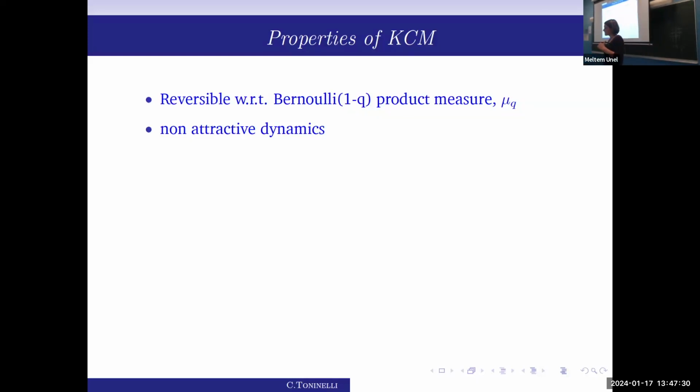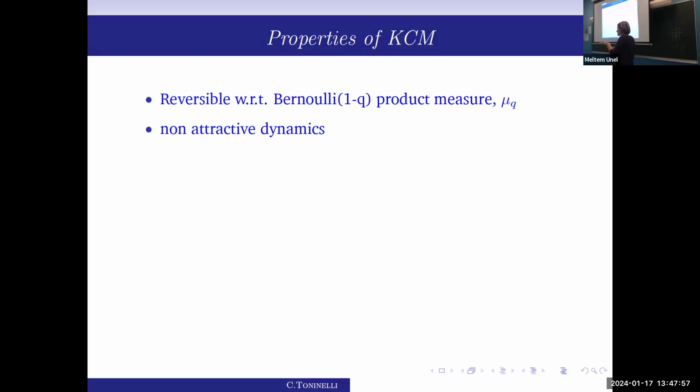A stochastic dynamics is attractive when, for this type of dynamics in which configurations are of the form 0, 1, it's possible to define a partial order among configurations, where the order is a pointwise order. So a configuration is bigger than another if, for each site, the occupation variable of the bigger one is bigger than that of the smaller one. And this is just a notion of partial order.